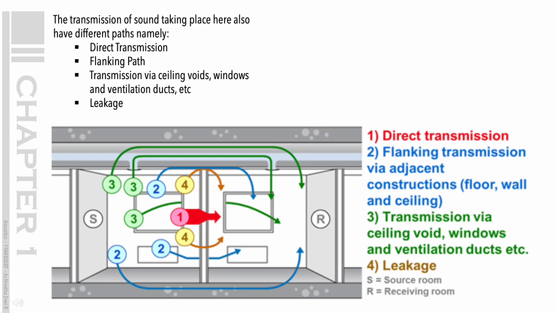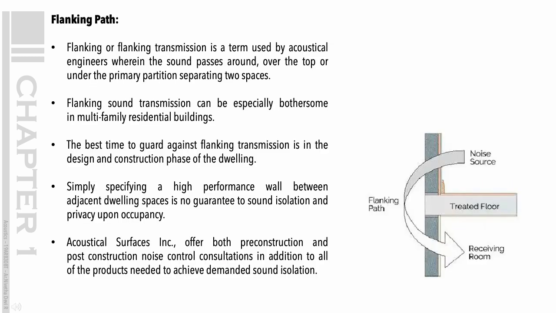The transmission of sound taking place here also has different paths, namely direct transmission, flanking path, transmission via ceiling voids, windows and ventilation ducts, etc. Leakage, flanking path. Flanking, or flanking transmission, is a term used by acoustical engineers wherein the sound passes around, over the top or under the primary partition separating two spaces.